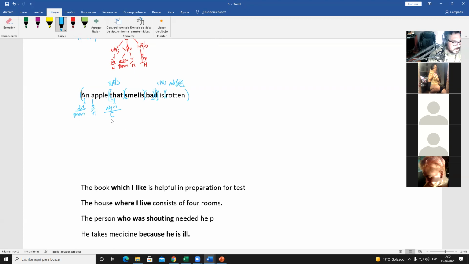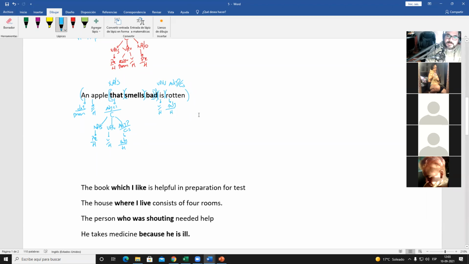¿Cierto que sí? Sí. That smells bad. Noun phrase subject. Pronoun head. Smells, verb phrase, verb head. Bad, adjective phrase, subject complement, adjective head. Is, verb head. Rotten, adjective head. And that's it.